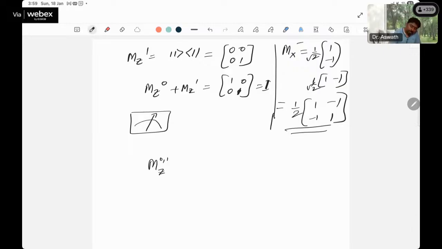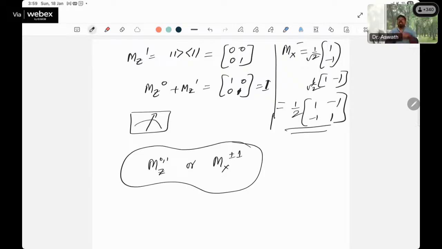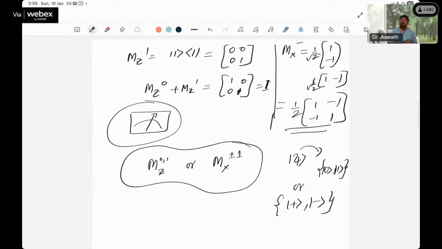Okay. So these measurement tools, MZ 0 or 1, or MX plus or minus, are the measurement tools that help me find out whether my given quantum state is made up of 0 ket or 1 ket, or of plus ket or minus ket. So those are the measurement tools for me. That is what we see. In a quantum circuit, they are represented like this.